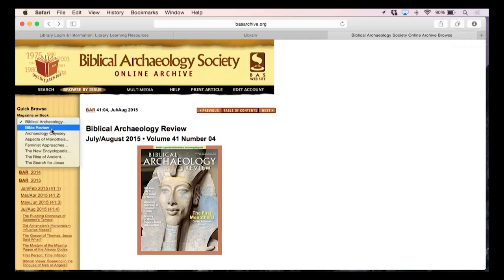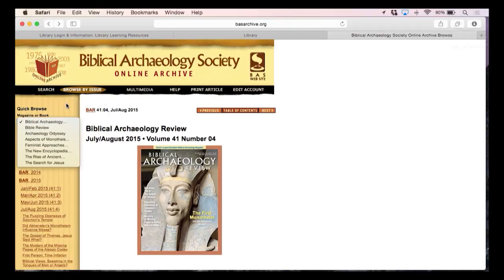So we see that Biblical Archaeology Review is here, a journal called Bible Review is here. It's even more liberal. An Archaeology Odyssey, which is generally very strictly archaeology, but not necessarily just Bible lands. Aspect of Monotheism, if you're doing a paper on monotheism. Feminist Approaches, the New Encyclopedia of Archaeology, The Rise of Ancient Cultures, and The Search for Jesus. So all of these are magazines or books put out by the Biblical Archaeology Society.